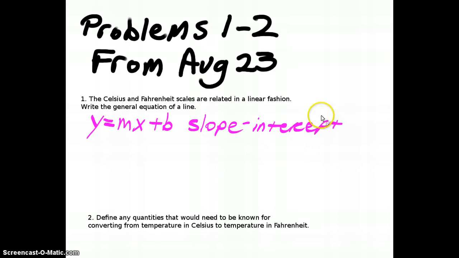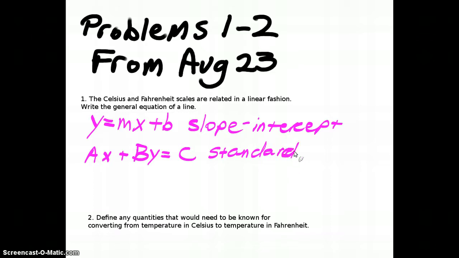The other type of equation that you could have also written was one that's called ax plus by equals, and then something called c, and this right here would have been called the standard equation. So either one of these would have been acceptable, but the one that you're going to probably find the most useful for this particular activity would be the slope-intercept form.